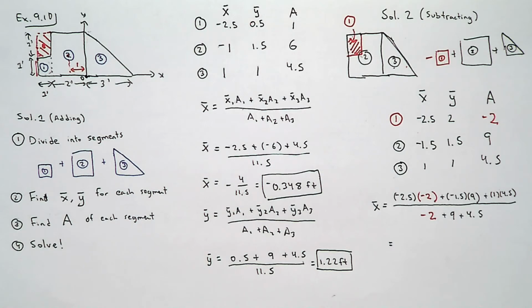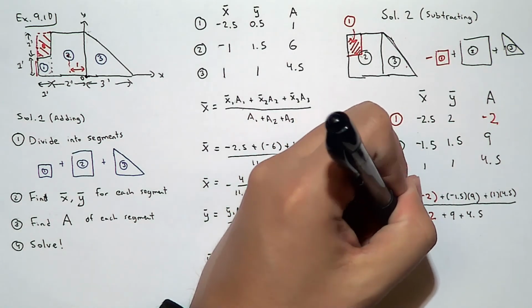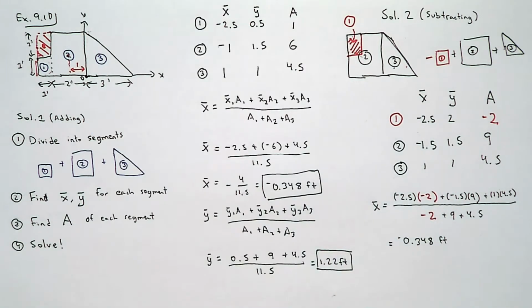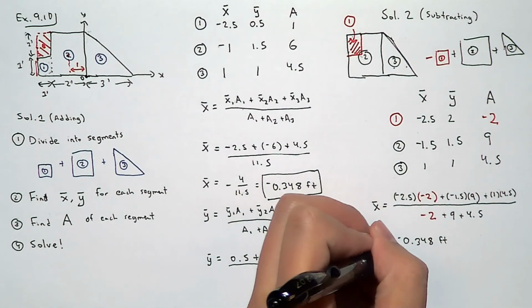What does that give, Andy? -0.248. Okay, good. Is that what you all got? Okay, good. So -0.348 feet. Which, of course, is the answer that we're expecting.